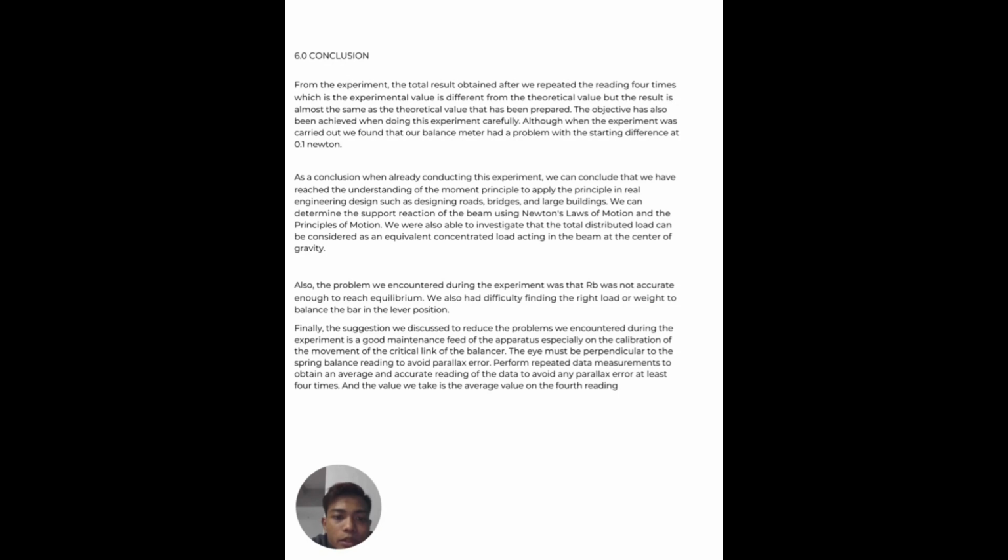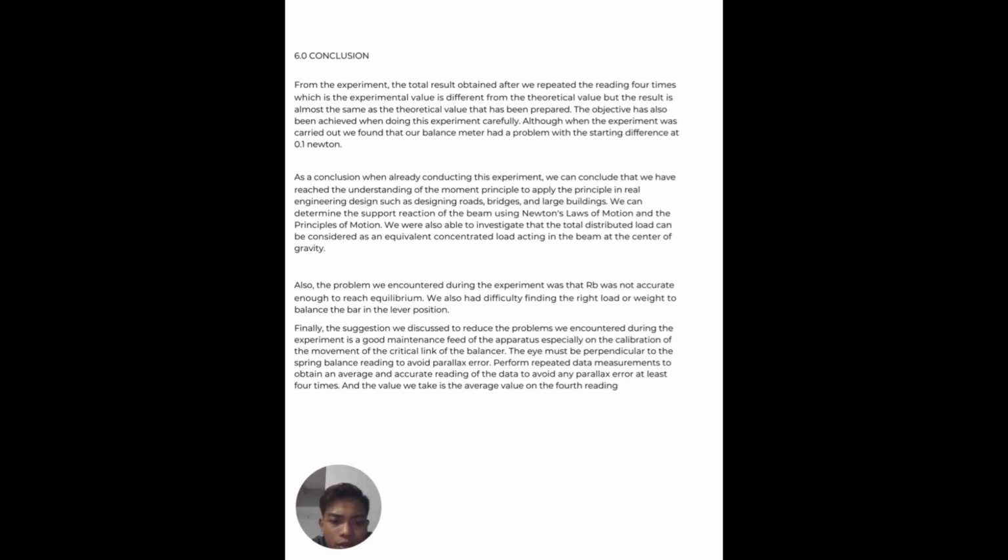From the experiment, the total result obtained after we repeat the reading four times, the experimental value is different from the theoretical value, but the result is almost the same as the theoretical value that has been prepared. The objective has also been achieved when doing this experiment carefully. Although when the experiment was carried out, we found that our balance meter had a problem, with a starting difference at zero of 0.1 Newton.